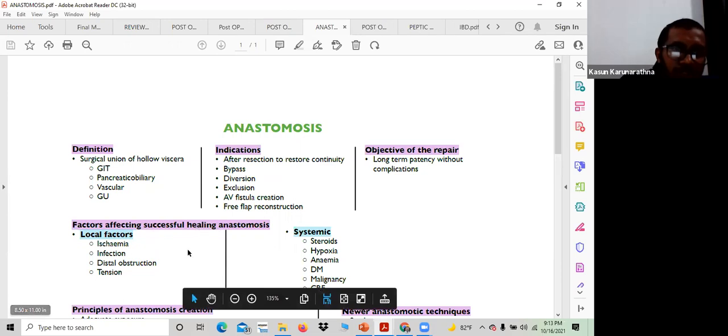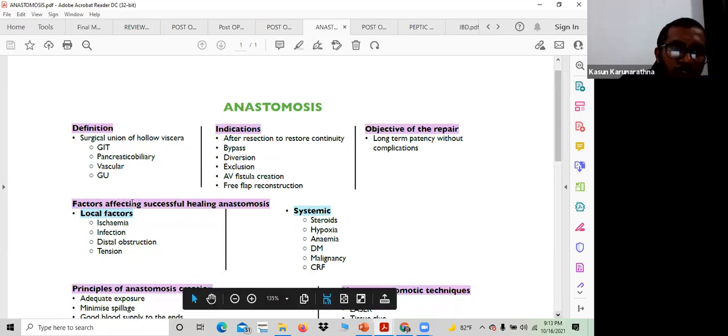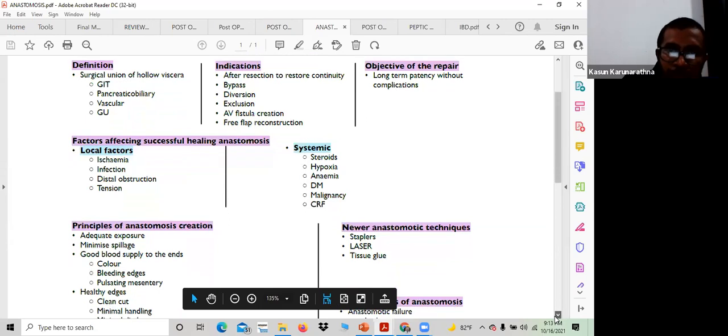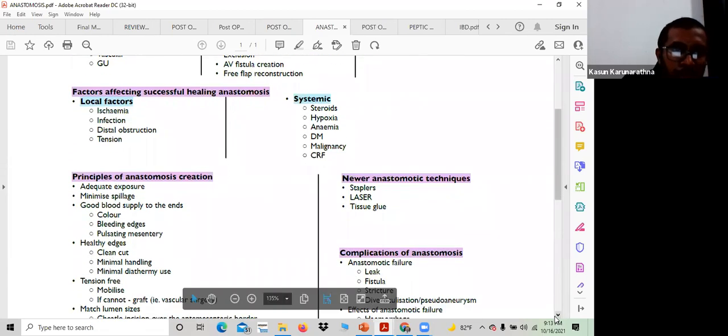Factors affecting successful healing: there are local and systemic factors. Local factors, you should avoid ischemia, infection, distal obstruction and tension. Anastomosis should be tension free, right? And systemic, hypoxia, anemia, diabetes, malignancy, steroids, all lead to poor wound healing, and you should avoid these factors as much as possible, right?